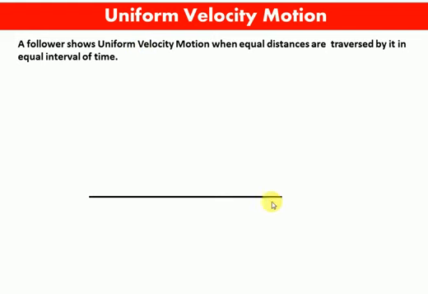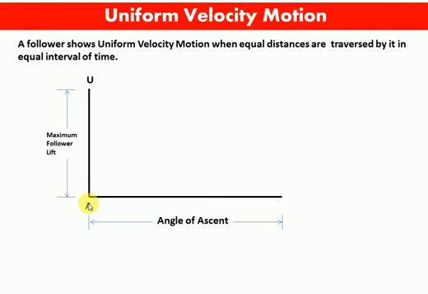First of all, draw a horizontal line which represents the angle of ascent. Take any point A at the start of this angle of ascent and draw a vertical line AU. This AU represents the maximum follower lift. That is, the x-axis represents the angle of ascent, whereas the y-axis represents the maximum follower lift.